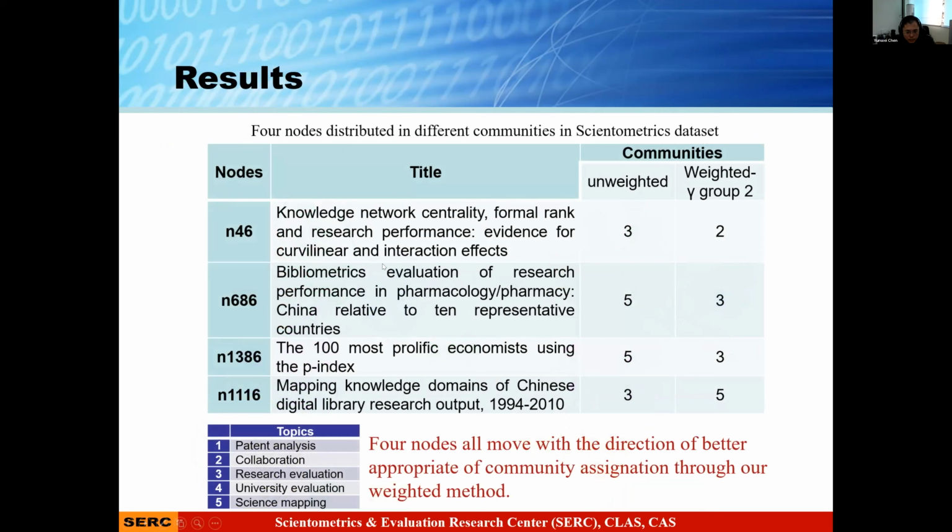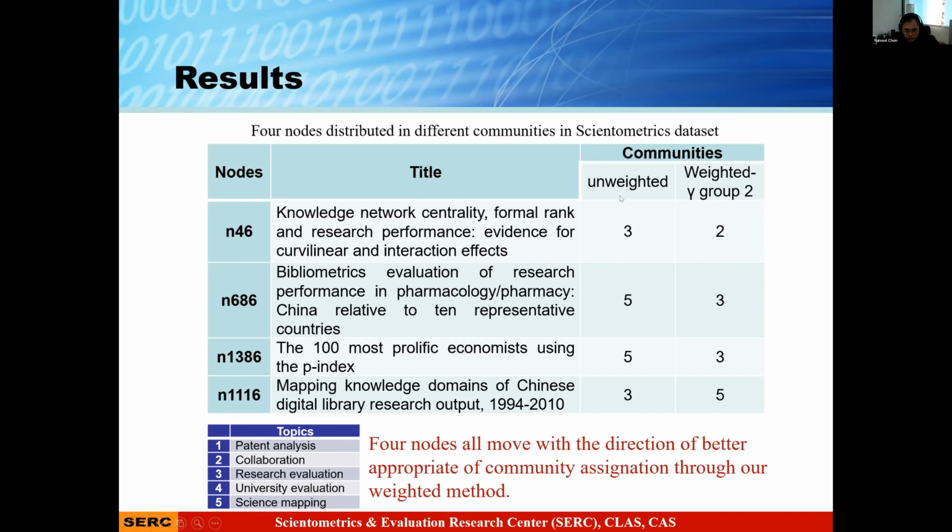The nodes, we can see the nodes 46. The title is Knowledge Network Centrality, Formal Rank and Research Performance: Evidence from the Interaction Effects. Then in the unweighted community, group 3 means research evaluation. But actually, when we read the full paper, it is much more likely a collaboration study, and the performance is not the main result.